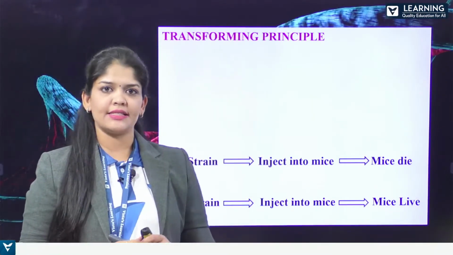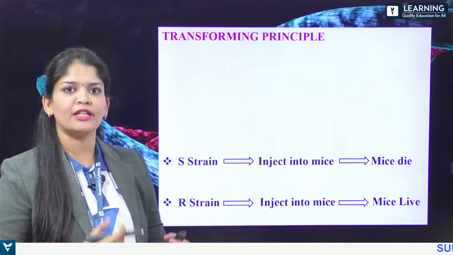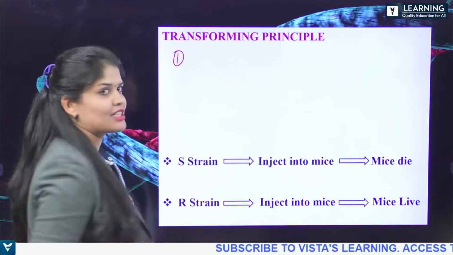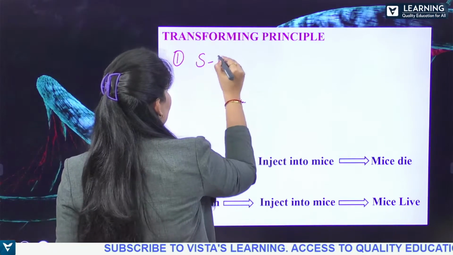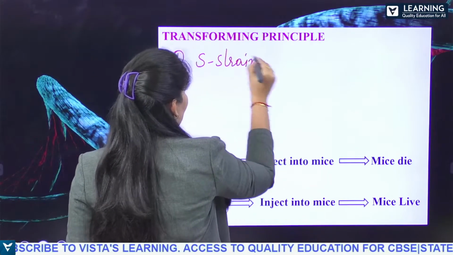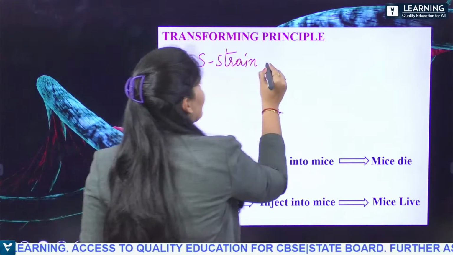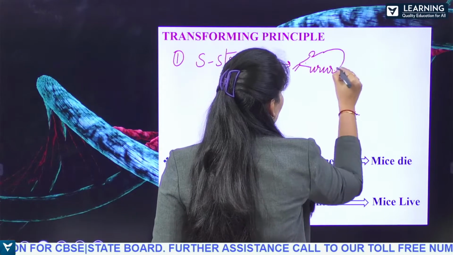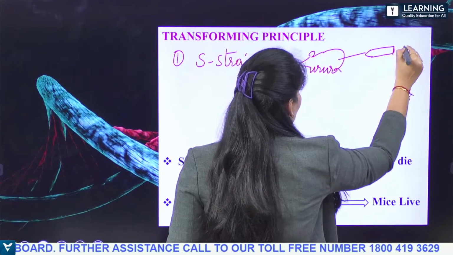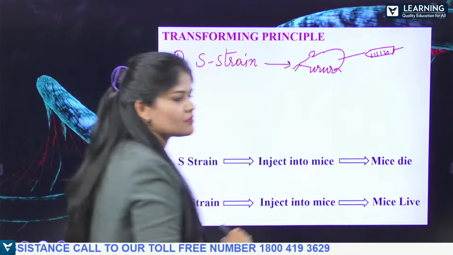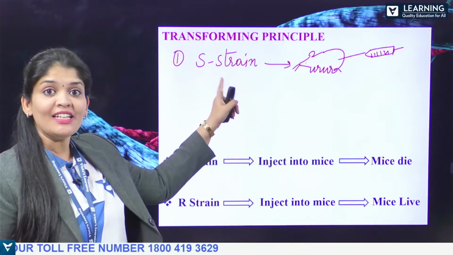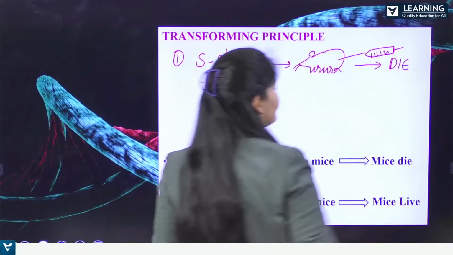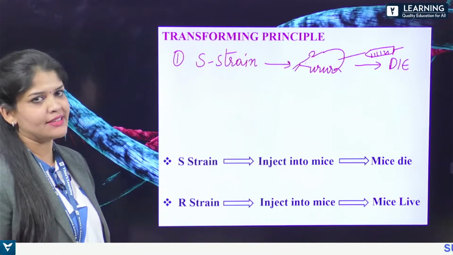So let's first understand the series of experiments performed by Griffith. In the first experiment, he took the S strain and injected it into mice. As this is the virulent form, it causes pneumonia, which leads to the death of the mice.